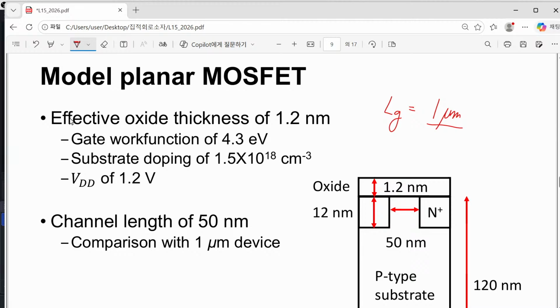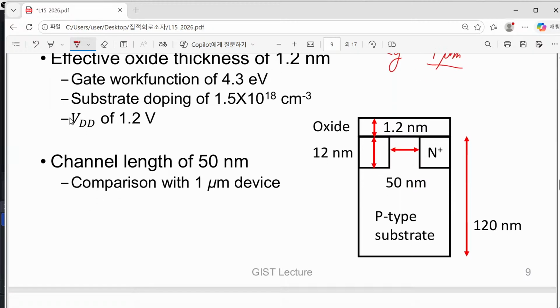Okay, so previously we had a 1 micrometer long device, and that was regarded as the typical example of a long channel device. And without changing any other technological parameter of the transistor, the only change in this example is the channel length or gate length. Previously it was 1 micrometer, and now we introduce just a 50 nanometer long device.